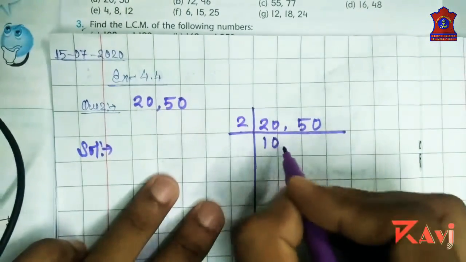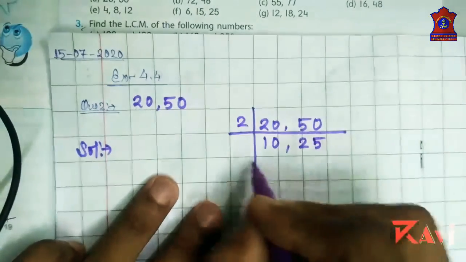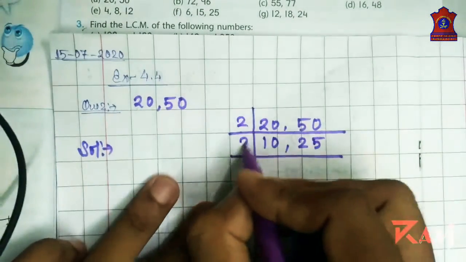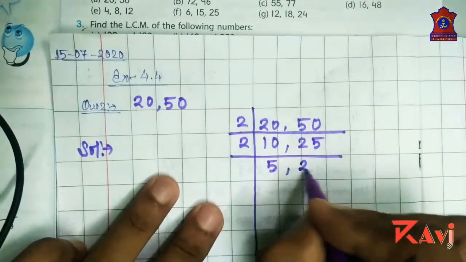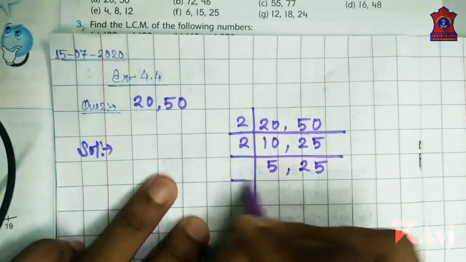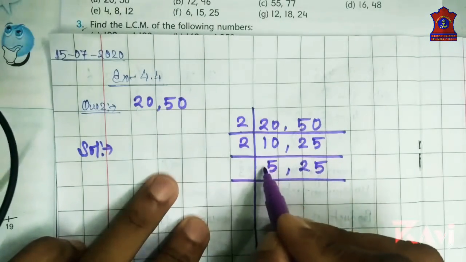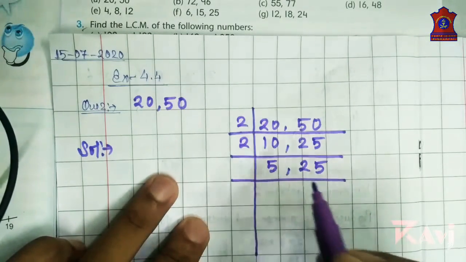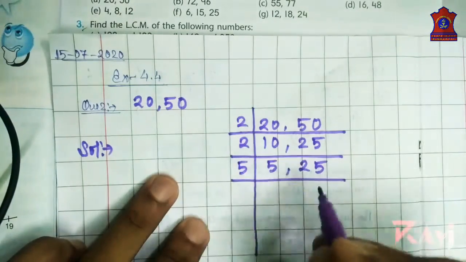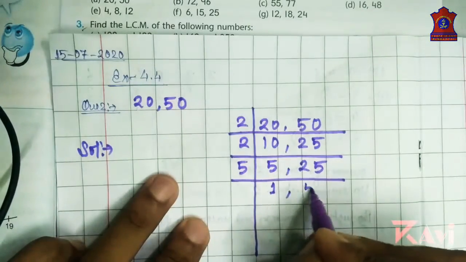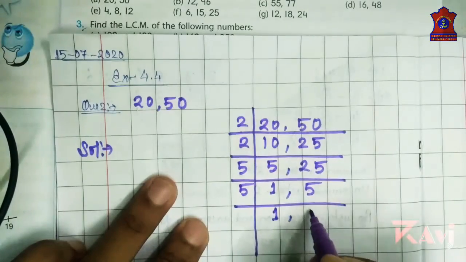2 10s are 20. 2 2s are 4. 2 5s are 10. Clear? Next. 2 5s are 10 and 25 is not divisible by 2. So 25 will remain 25. Now the next prime number is 3. 5 is not divisible by 3. 25 is also not divisible by 3. So take 4. Again both the numbers are not divisible by 4. Take 5. 5 1s are 5. 5 5s are 25. Again it is divisible by 5. 1 will remain 1 and 5 1s are 5.